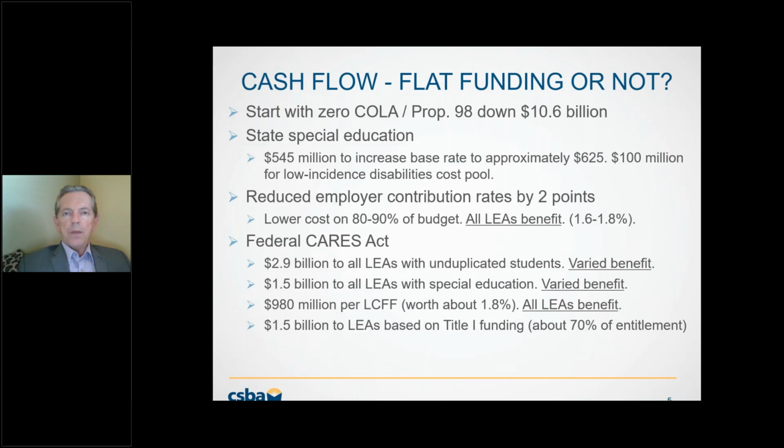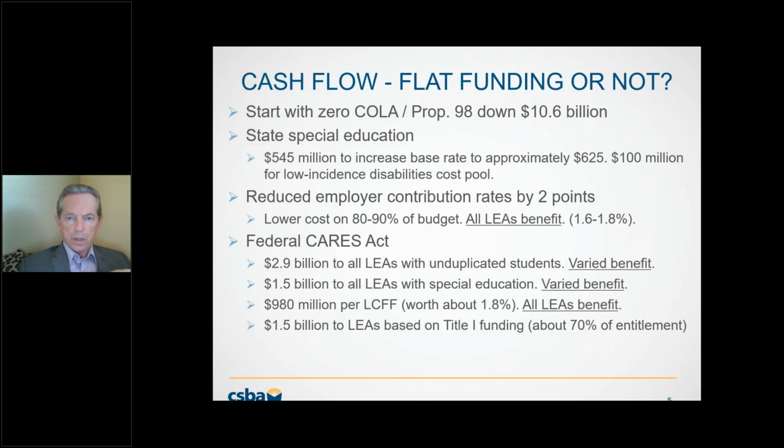Lastly, if you recall, part of the CARES Act that was specifically to schools was the part that was based on the Title I funding formula. So this is $1.5 billion to local educational agencies. This was not discretionary on the part of the state. This is what Congress said, and they allocated it to LEAs based on the Title I formula. And so this actually is the equivalent of about 70% of your Title I formula.